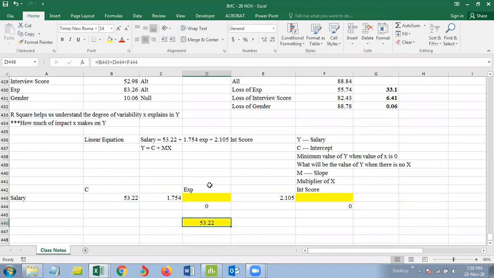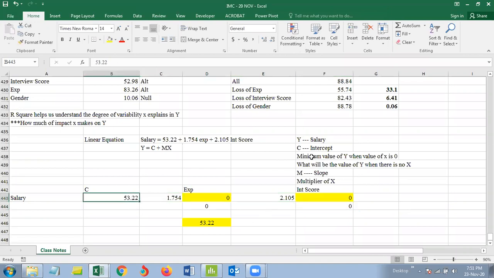Now, let's understand. Somebody comes in for a job interview, and during the interview this person scores 0 out of 10. Nothing changes. 2.105 multiplied by 0 remains 0. And the person is a fresher, just out of college, with no experience, 0. This multiplied by this remains 0. That's your fixed constant value.